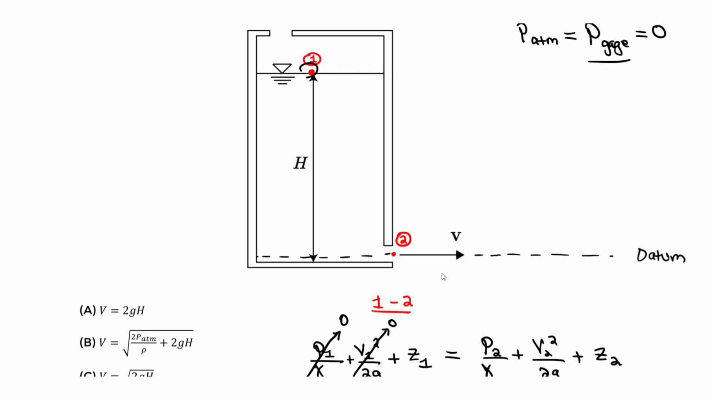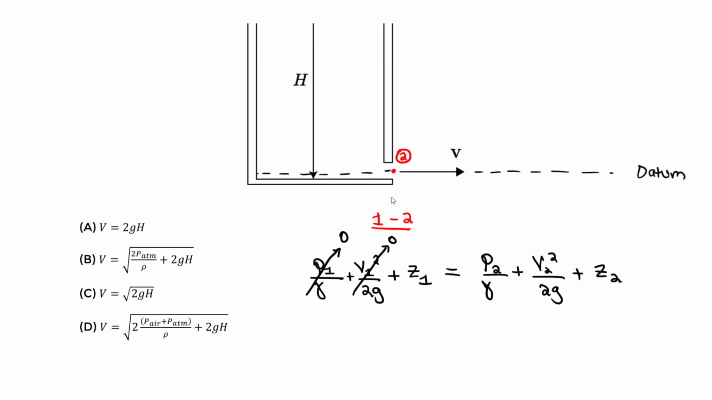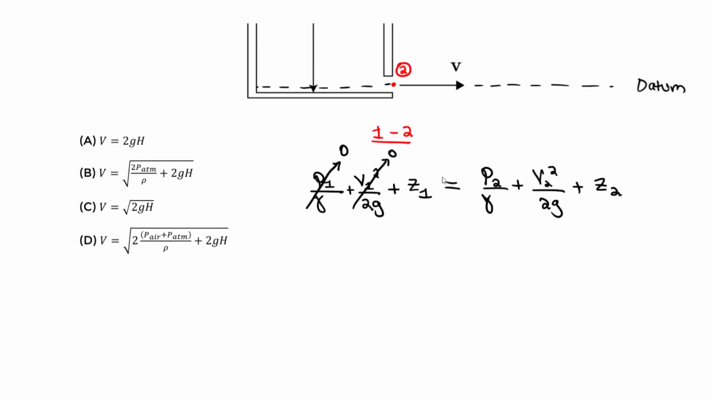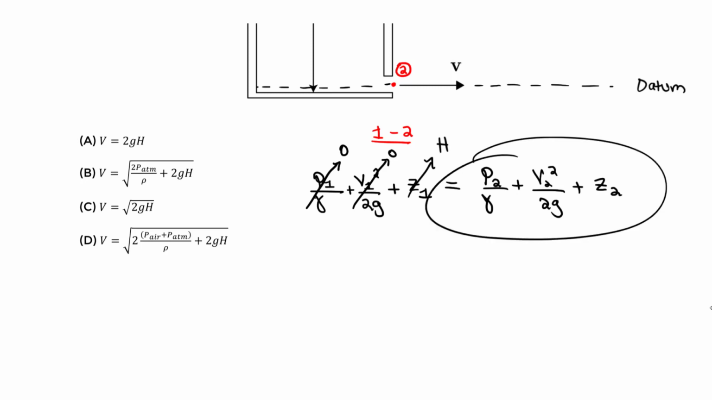So we know here point 1 from the datum, we start at the datum, we go up h, right? So that's going to be our z1. That's going to be the elevation. So we know here that this z1 is going to be h. So now let's focus on 2, on the right side.